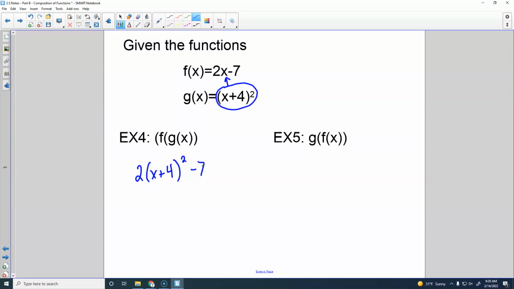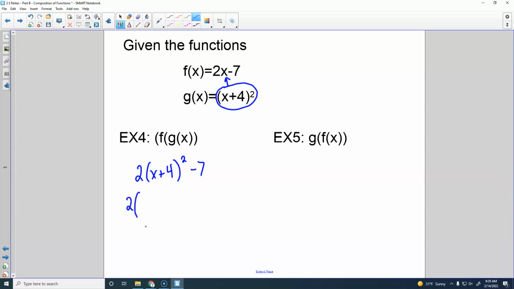What do I have to do first here? I got to square it. I cannot distribute that 2. A lot of students want to distribute the 2 first. You can't do that first. Exponents have to come first. So the 2 is going to stay out front. We're going to keep some parentheses.